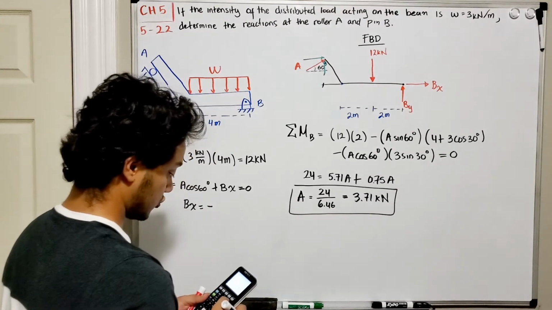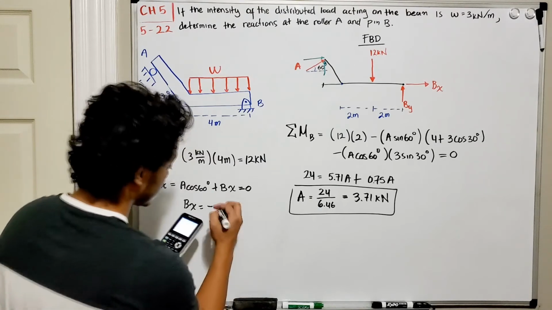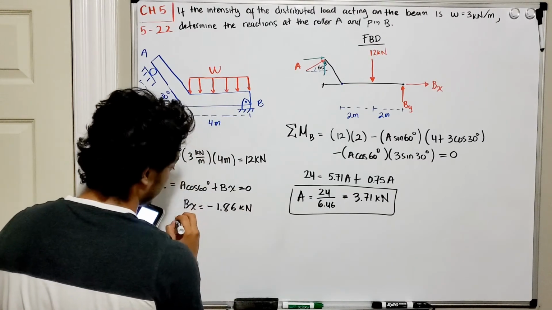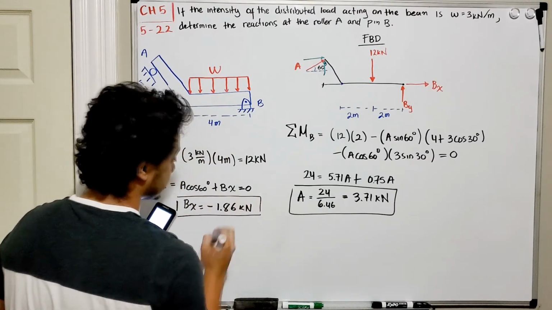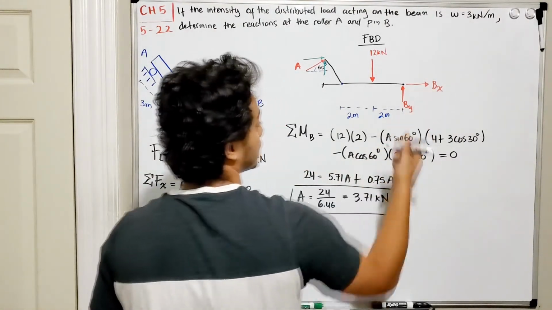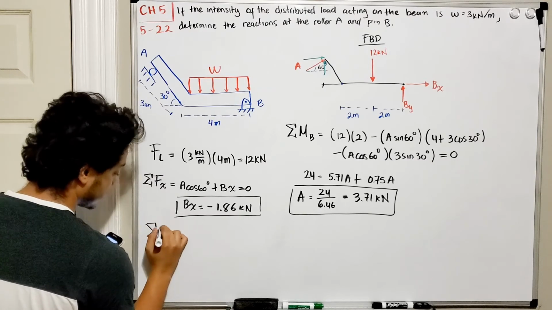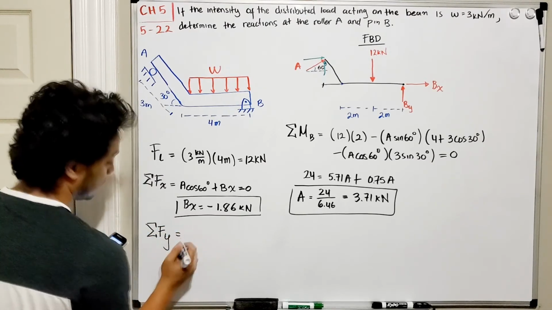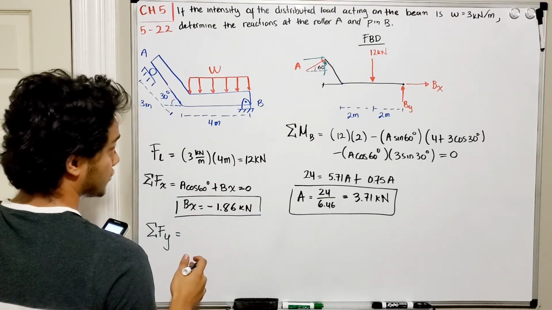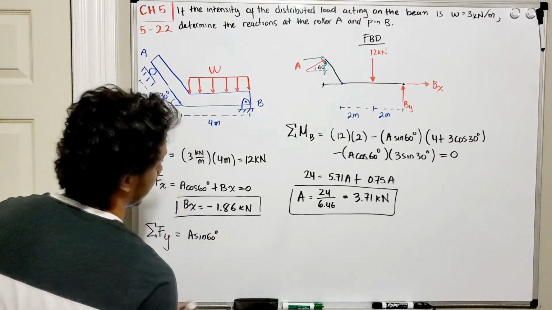Since we know A, we just plug in the values, 3.71 multiplied by the cosine of 60 degrees, and that gives me negative 1.86 kilonewtons. Okay, this is our second answer. If it's negative, it only means that I drew it in the opposite direction to what it is supposed to be, okay? Now, if we do the summation of forces in the y direction, what do I have? Well, let's see. So I have a positive A in the y direction, so it's A multiplied by the sine of 60 degrees. Okay, good.